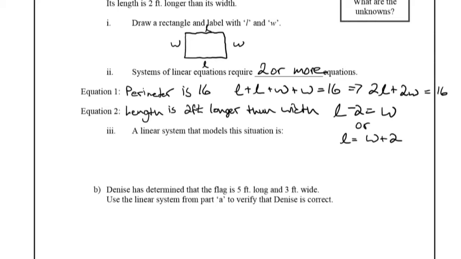So you can see that because of the information I'm given in the question, I have a linear system of equations, 2 equations. I have 2 times the length plus 2 times the width is 16, and I have length is the width plus 2. Those are my 2 equations.